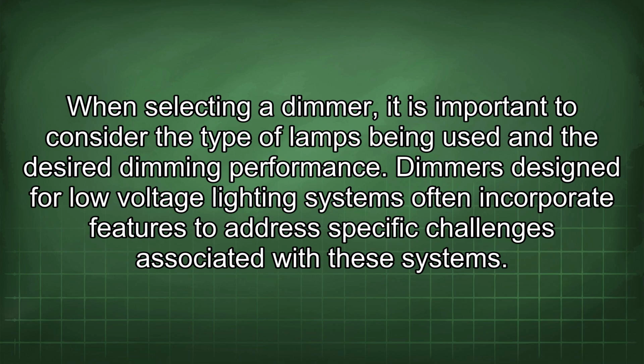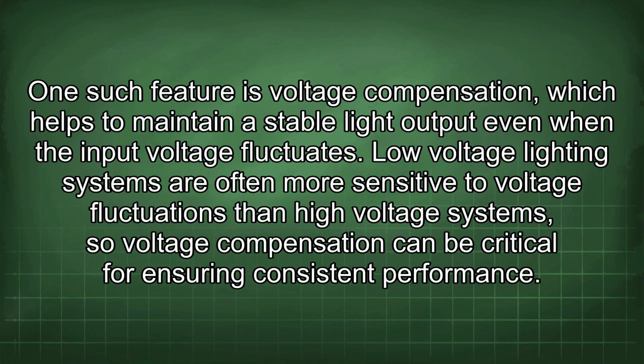Dimmers designed for low-voltage lighting systems often incorporate features to address specific challenges associated with these systems. One such feature is voltage compensation, which helps to maintain a stable light output even when the input voltage fluctuates. Low-voltage lighting systems are often more sensitive to voltage fluctuations than high-voltage systems, so voltage compensation can be critical for ensuring consistent performance.